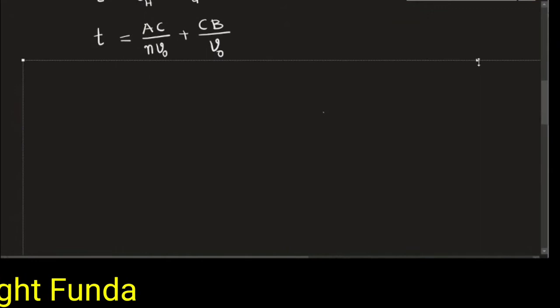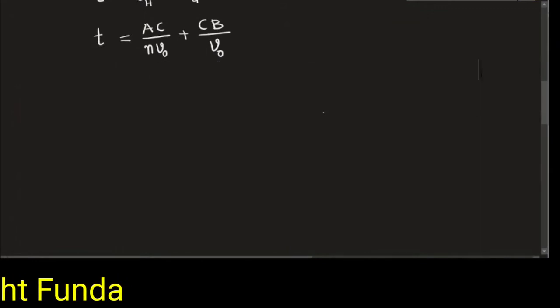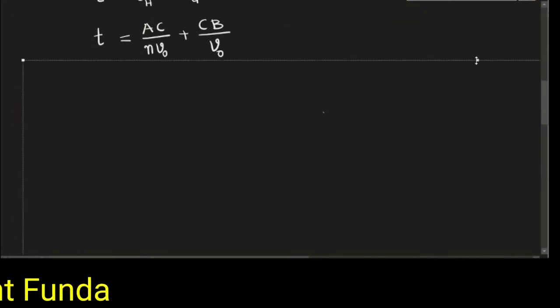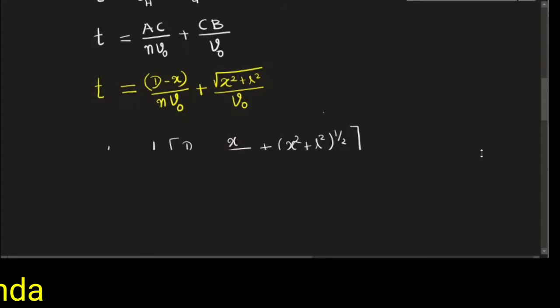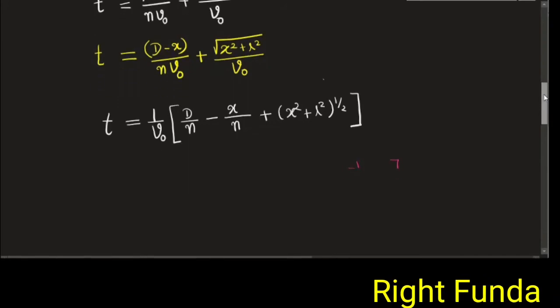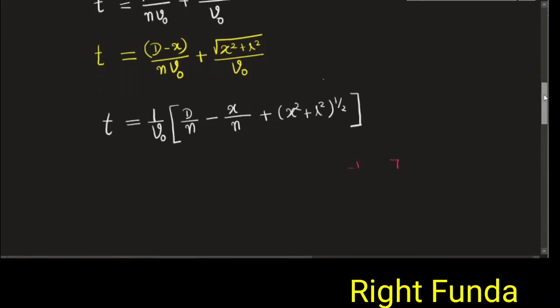So what I got in this case is T is equal to (D minus X) by V naught plus the square root of L square plus X square by V naught. This I can arrange like this: T is equal to 1 by V naught times D minus X. The first term is a constant quantity, the second term is X by n, and the third term is also a variable of X.